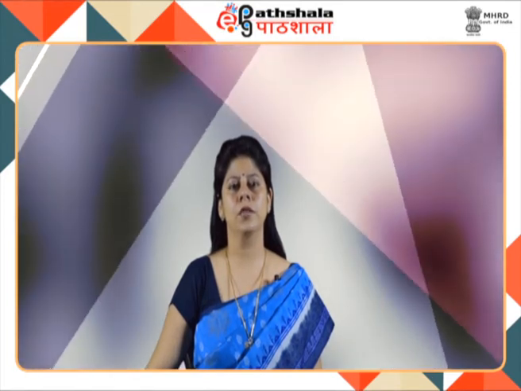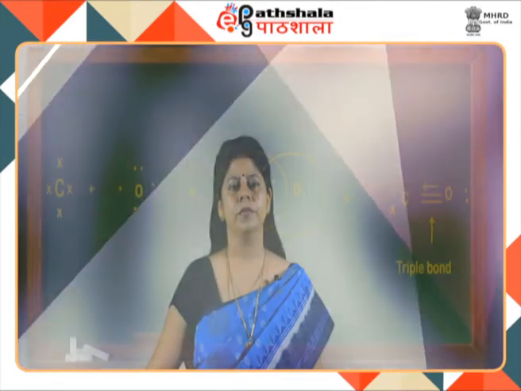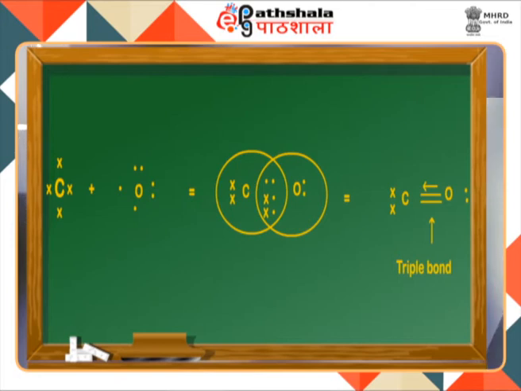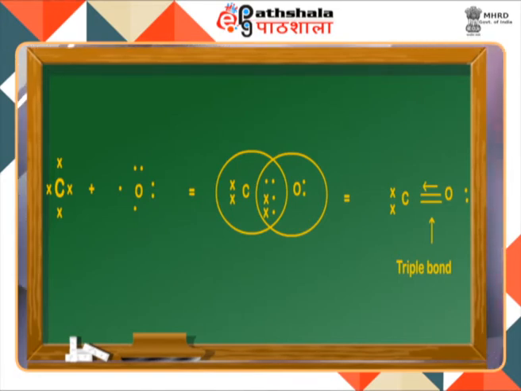Carbon atom has 4 valence electrons while oxygen atom has 6 valence electrons. According to their atomic number, the electronic configuration for carbon is 2,4 and for oxygen is 2,6. Carbon and oxygen atoms share 3 electron pairs between them to complete the octet, leading to the formation of a triple bond. Both carbon and oxygen atoms complete the octet of electrons in their valence shells.